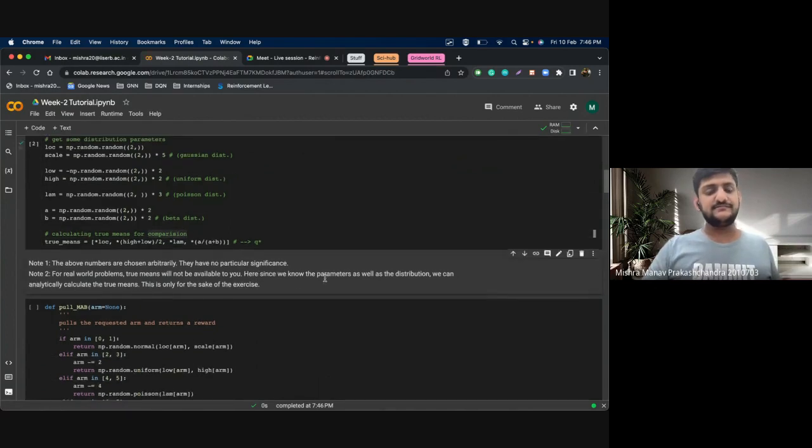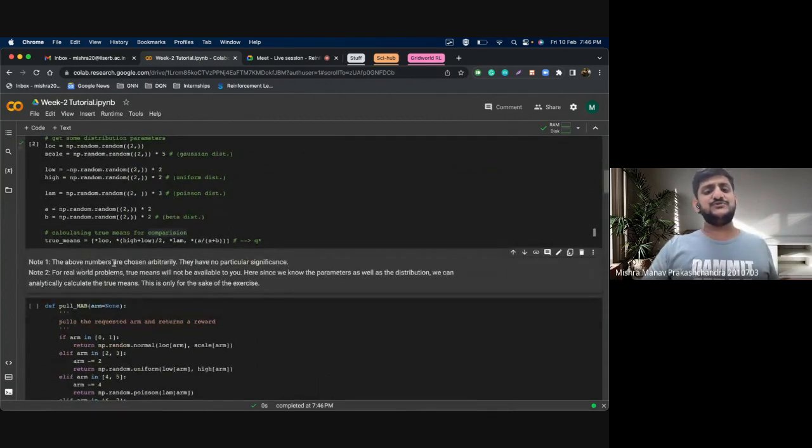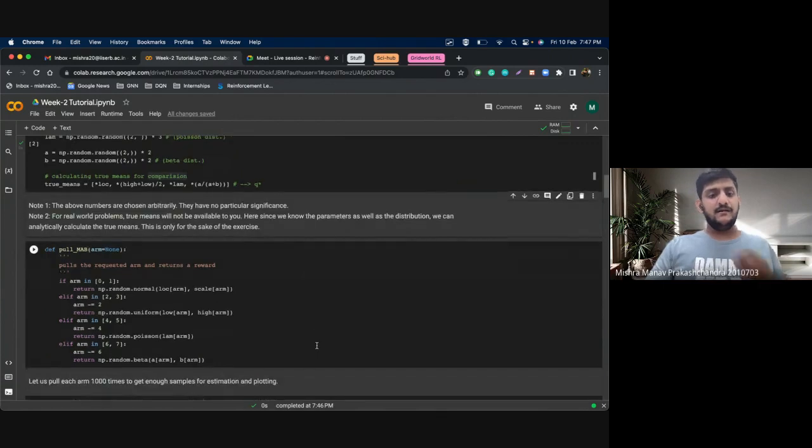I run this. So here the above numbers are chosen randomly. There is no particular significance. For real world problems, true means will not be available to you. Here, since we know the parameters and the distributions, we can analytically calculate. So this is just for the sake of exercise.